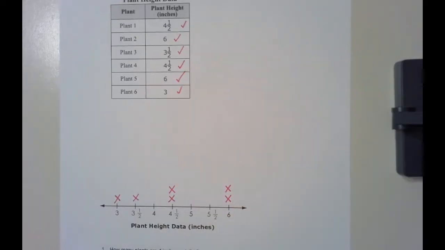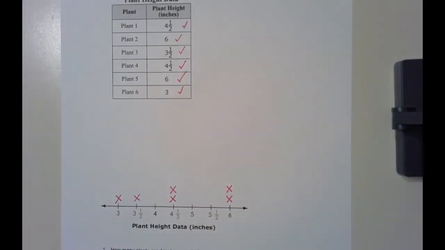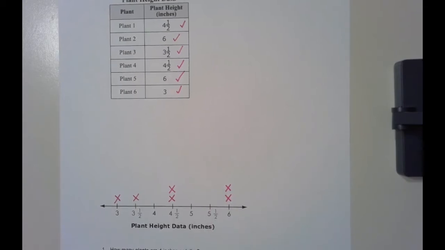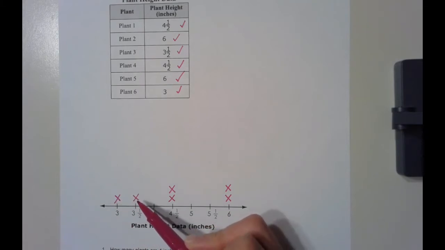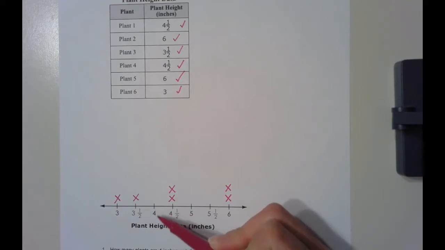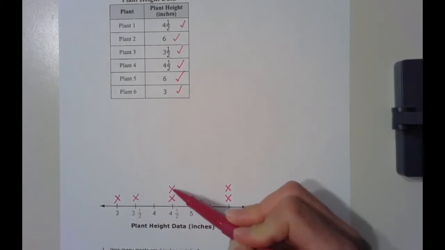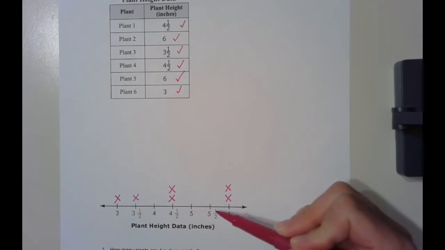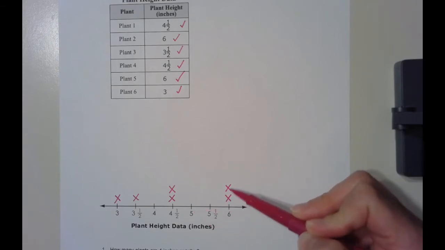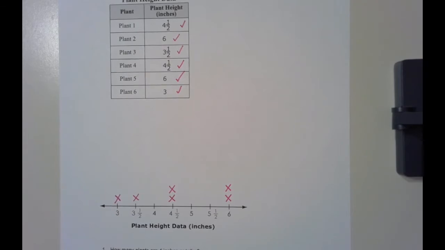So, if you look at my line plot, I can see that I have 6 plants plotted. 1, 2, 3, 4, 5, 6. Right off the bat, I can easily and quickly see that one plant is 3 inches tall, one plant is 3.5 inches tall. There are no plants that are 4 inches tall. 2 plants are 4.5 inches tall. There are no plants that are 5 or 5.5 inches tall. And there are 2 plants that are 6 inches tall.